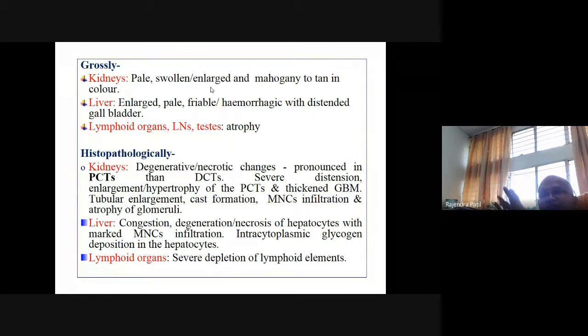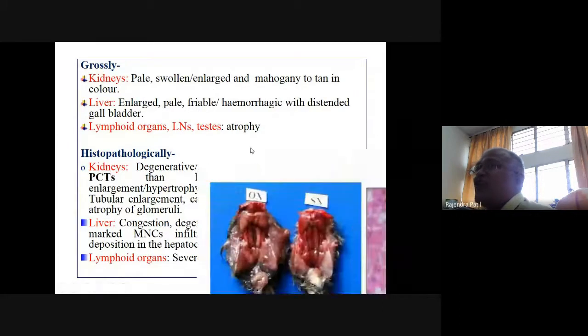Besides, the liver is also showing degenerative to necrotic changes, even variable inflammatory changes you can find in the hepatocytes, and the lymphoid depletion, that is classically found in the lymphoid organs.